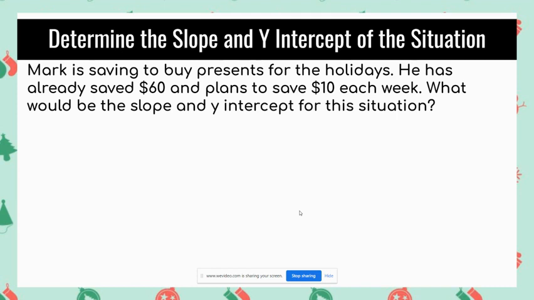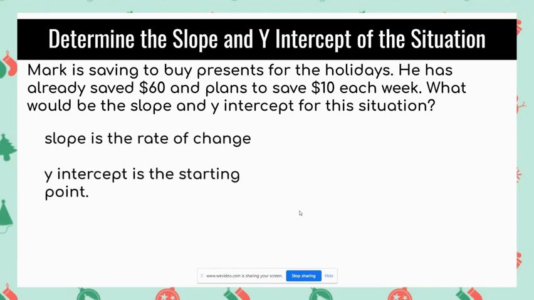Determine slope and y-intercept of the situation, then write the equation. Mark is saving to buy presents for the holidays. He has already saved $60 and plans to save $10 each week. What would be the slope and y-intercept for this situation? Well, slope is our rate of change. Y-intercept is the starting point.